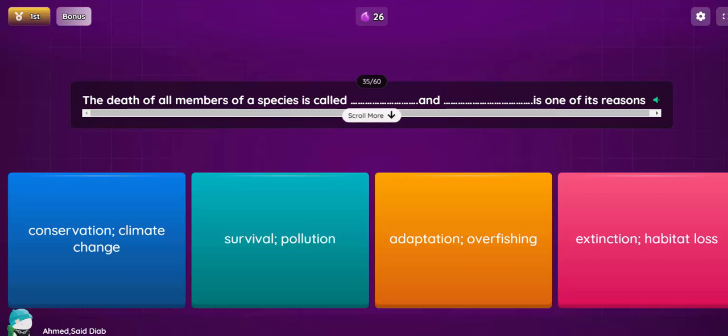Question: the death of all members of a species is called, and, is one of its reasons. Option 1: conservation, climate change. Option 2: survival, pollution. Option 3: adaptation, overfishing. Option 4: extinction, habitat loss.